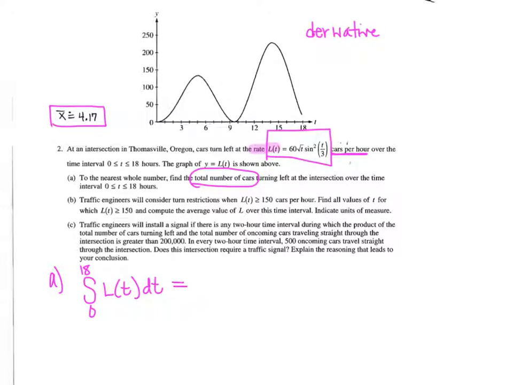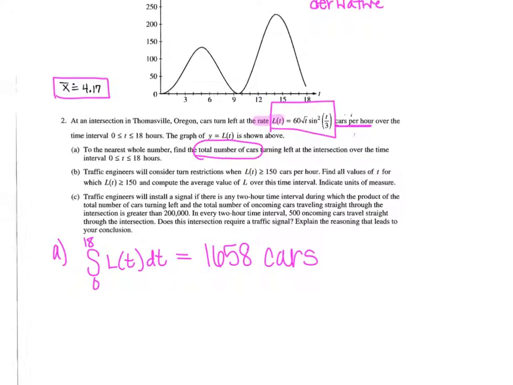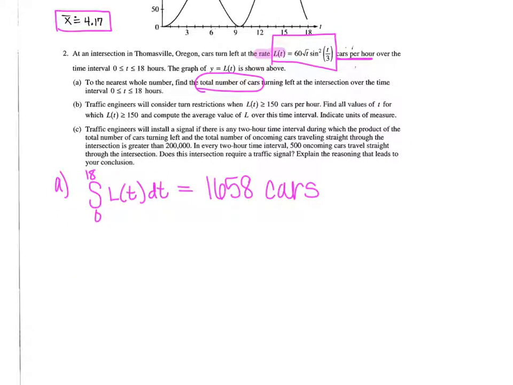Again, this is all calculator active. So you just put it into your calculator, second 7, y1, parenthesis x, close your parentheses, comma x, comma 0, comma 18. And it comes out to, because it said to the nearest whole number, I wrote 1,658 cars. You would get 1 point for the integral, and you would get 1 point for the 1658 cars.